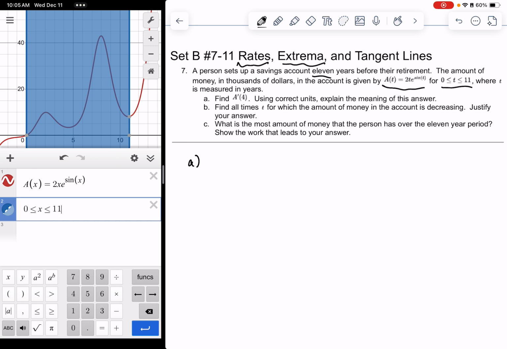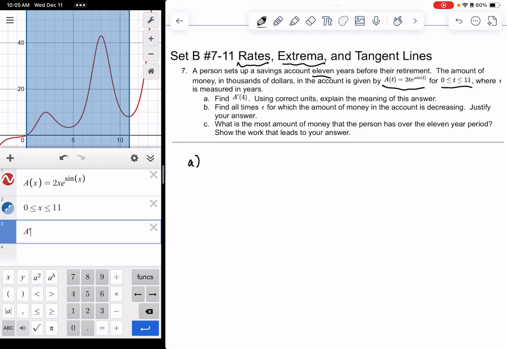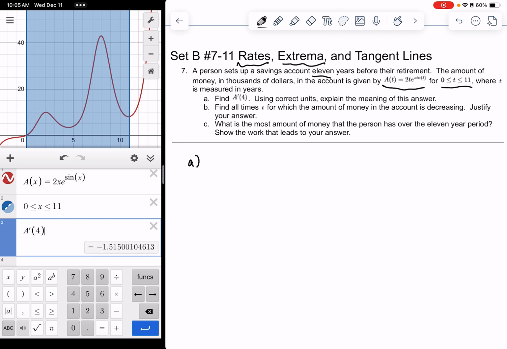All right, it says to find A prime of 4. All I got to do is type A prime of 4. And that's what makes this so easy with Desmos if we do it with x instead of t: the derivative can be defined as just A prime. So A prime of 4 equals -1.5150.